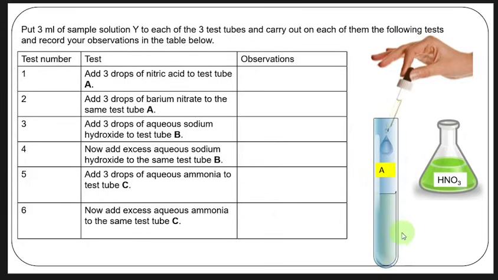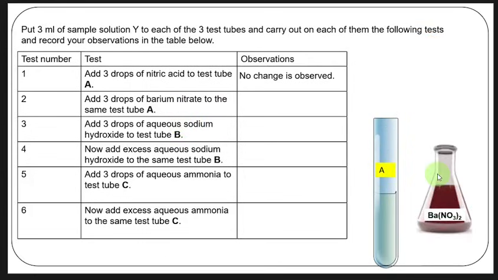So from the observation that we have made here, have you seen any change? No change. So we'll record here, no change is observed. All right, then test 2 says add 3 drops of barium nitrate to the same test tube A. So to this same test tube A, now we add the barium nitrate. So we'll get barium nitrate and add how many drops? 3 drops.